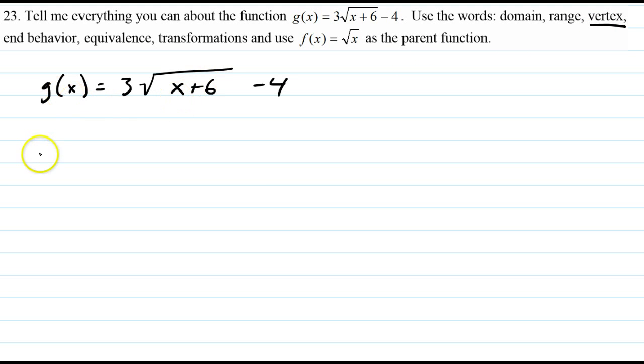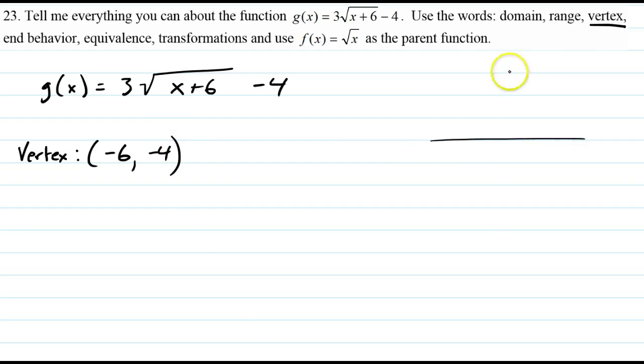So the center, or starting point, is going to be the opposite of this, or what makes this 0. So we get minus 6, and then the outside here is negative 4. So if we were doing a quick sketch of a graph, we'd start at negative 6, negative 4.